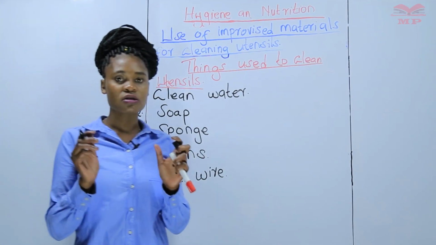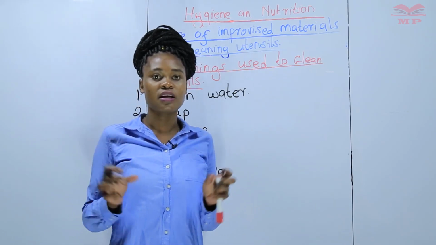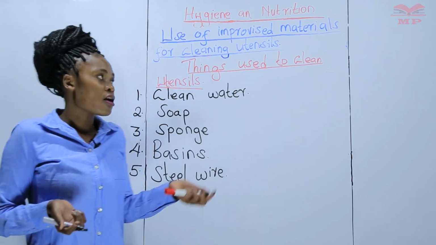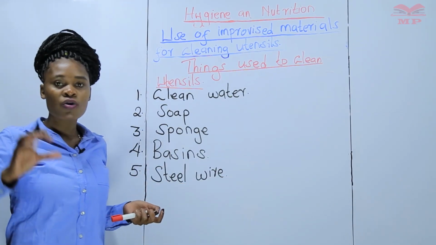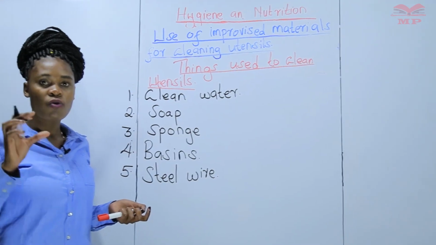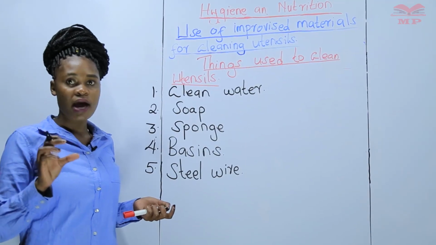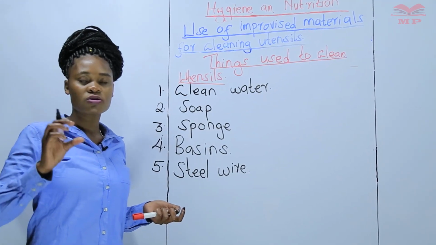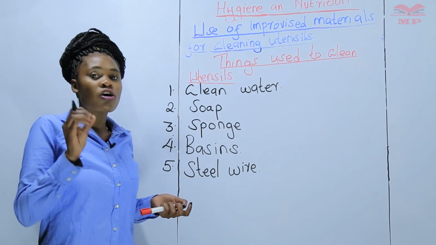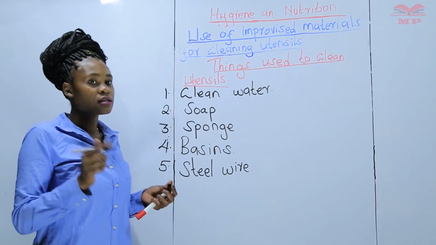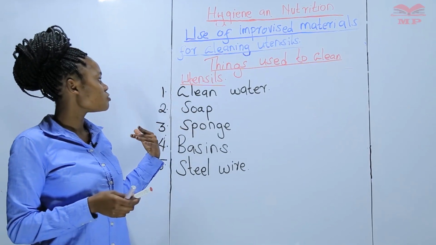Now we have the utensils that are oily, the ones you've used to serve yourself with meat or fish. Now the oily utensils, you can soak them in warm soapy water. Warm soapy water is used to soak oily utensils. Why? When you soak oily utensils in warm soapy water, it will help the oil to come out easily.